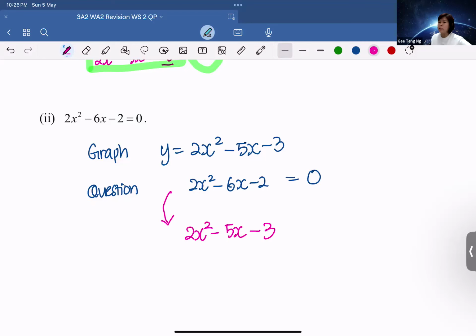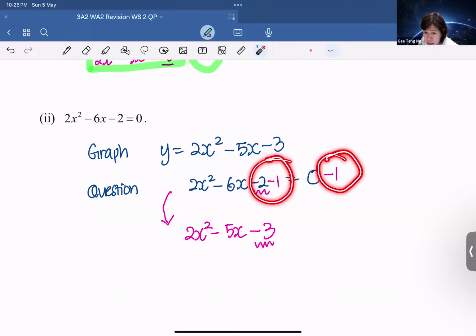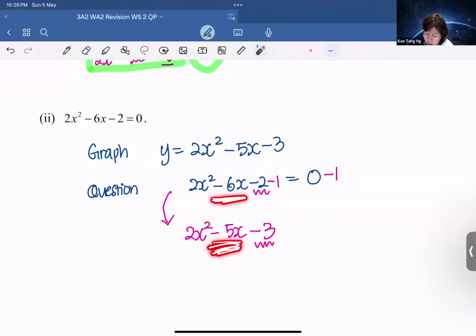Let's start with our numbers first. From negative 2, how to get negative 3? I can minus 1. If I do that to the left hand side, I must add on the same thing to my right hand side. Okay, so now I already have negative 3. Then my next problem is this is negative 6. I want to get negative 5 only. I don't want it to be so negative.